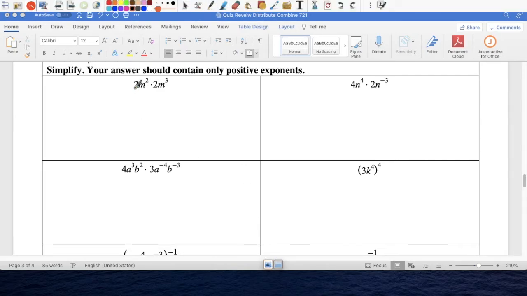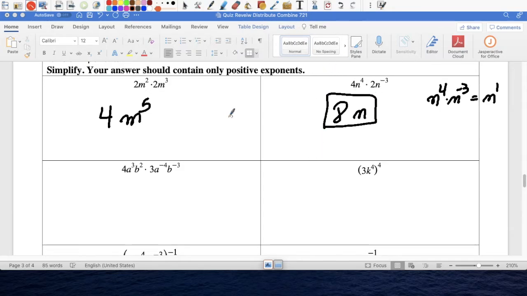So multiply the coefficients. 2 times 2 is 4. m squared and n cubed. Keep the base, add the exponents. 4 times 2 is 8. Well, there's several ways you can do this. n to the 4th and n to the negative 3rd. Let me pull that to the side for a second. Keep the base, right? Multiply the coefficients and add the exponents. 4 plus negative 3 is just n to the 1st power. And that's my answer, 8n.